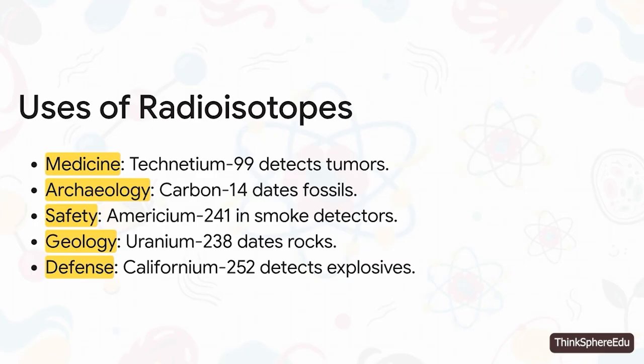Think about it. We use them to look into the deep past, with carbon-14 dating ancient remains and uranium-238 telling us the age of rocks. They keep us safe in our own homes. The americium-241 inside your smoke detector is a radioisotope, and they literally save lives in medicine, with things like technetium-99 being used to find tumors. It's just incredible what these unstable atoms can do for us.